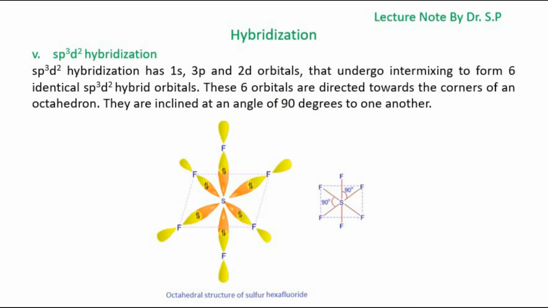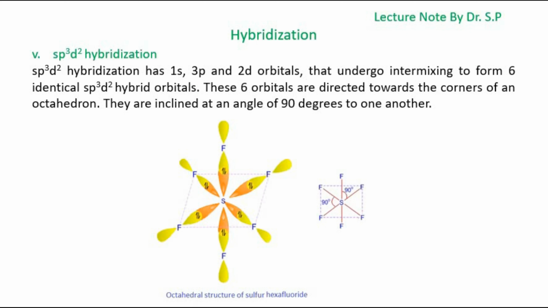Sp3d2 hybridization. Sp3d2 hybridization has one s, three p and two d orbitals that undergo intermixing to form six identical sp3d2 hybrid orbitals. These six orbitals are directed towards the corners of an octahedron. They are inclined at an angle of 90 degrees to one another.